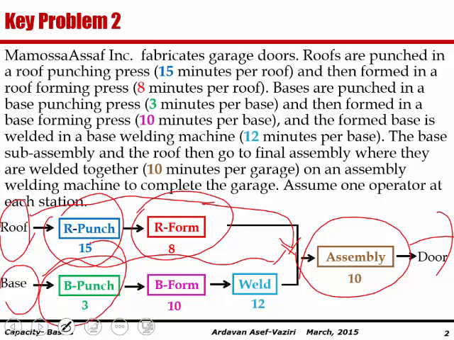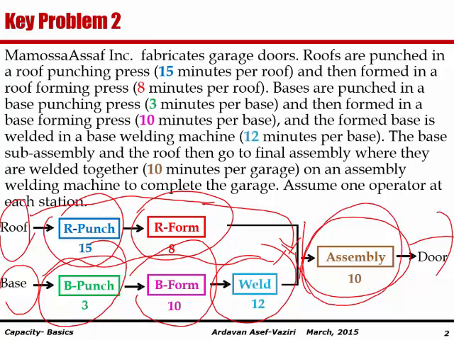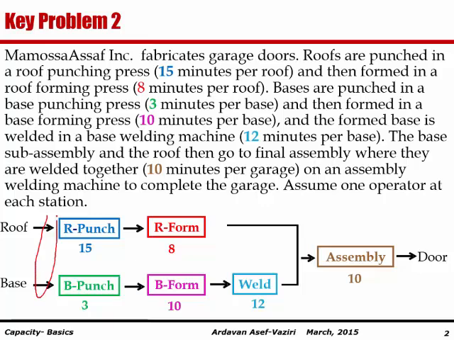Activity B punch takes 3 minutes, and the human and capital resources allocated to this activity are called B punch. B4 takes 10 minutes, and welding takes 12 minutes. Final assembly, 10 minutes. Given this information, what is the flow time of this process from where we start to where we finish? I should define two terms with respect to flow time: theoretical flow time and flow time.